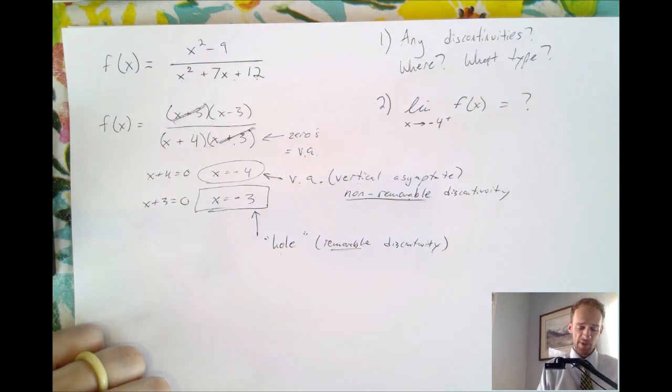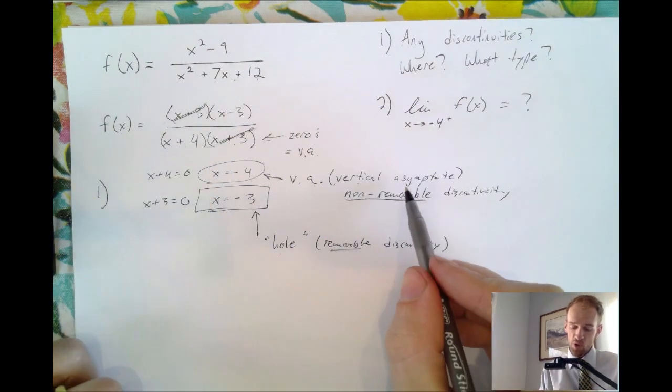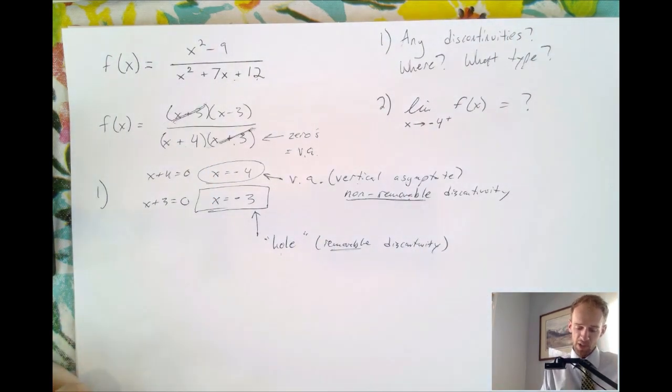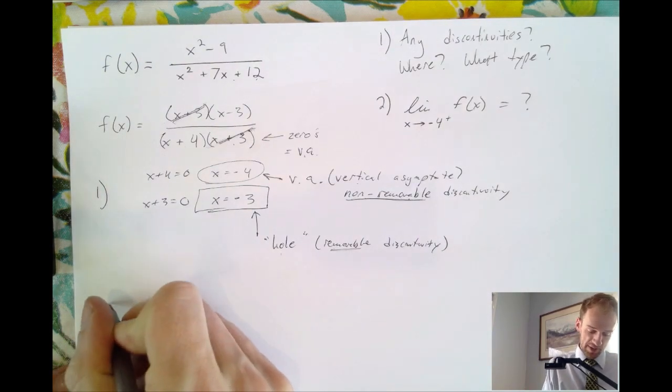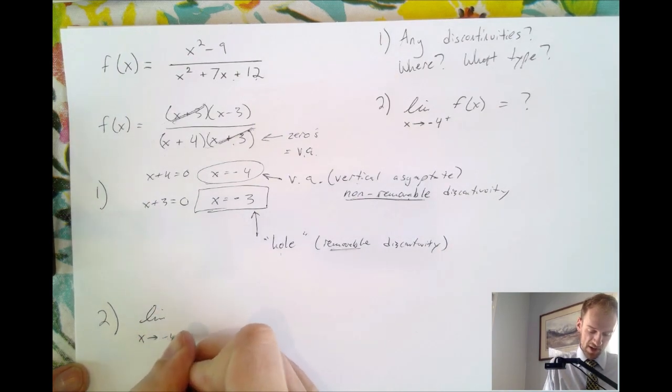Okay, so that is the answer to number one. We have found the discontinuities and we know what type. Okay, and I'll show this on a graph here in a second. Number two, what is the limit as x approaches -4 from the positive side of our function?